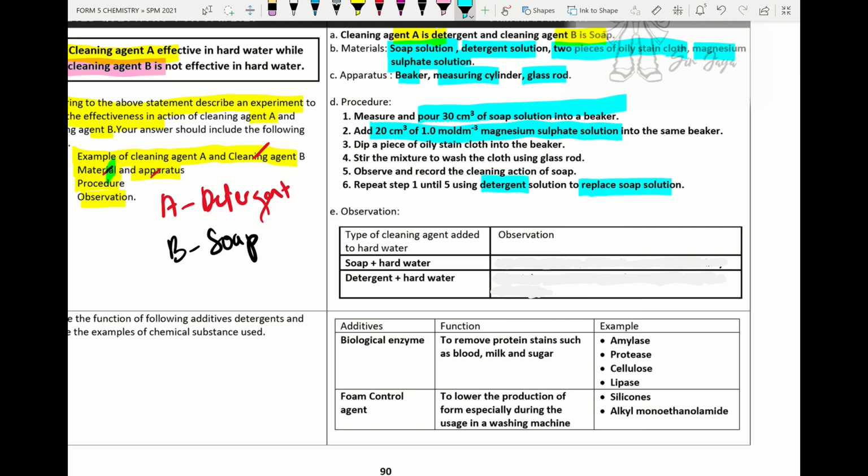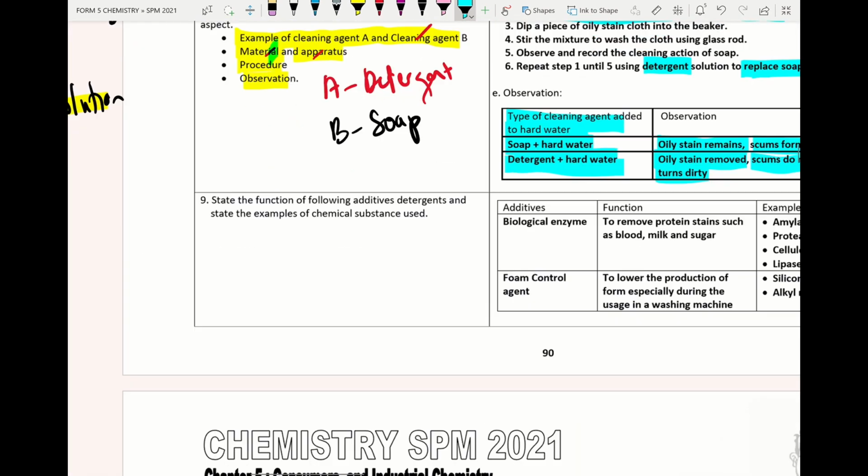All right, so for the observation, the student can take cleaning agent A or cleaning agent B, up to the student. So I put here detergent and soap. So do the table like this: type of cleaning agent added to the magnesium sulfate solution, soap and hard water, detergent and hard water. The observation for soap and hard water: oily stain remains, scum forms, water is less dirty. For this one, detergent: oily stain removed, scum does not form, water turns dirty. So please go through this question.